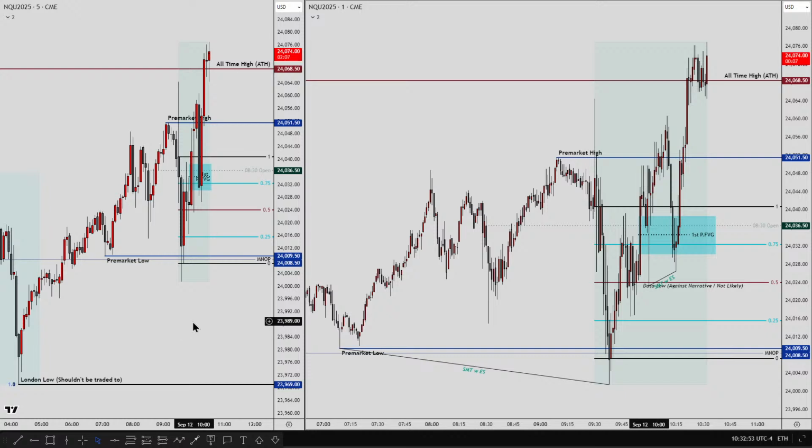If the silver bullet is your model, stick to it, and every single thing I've taught is confluence. You can use it all. You can pick which one you want. You can use just SMT. You can use just dealing ranges. You can use just the opening range gap. But everything I've taught you for free, if you combine it, your charts will look like this. Your setups will look like this.